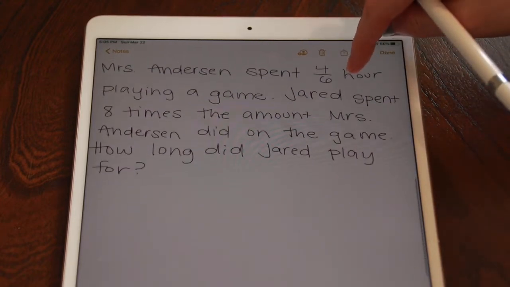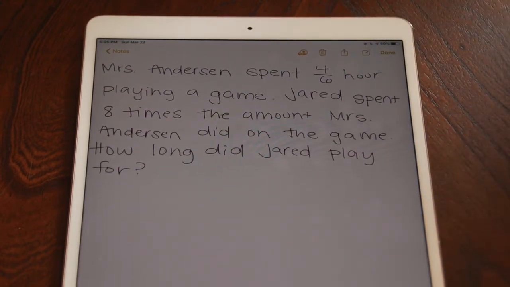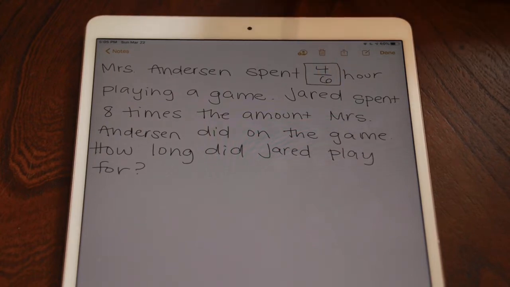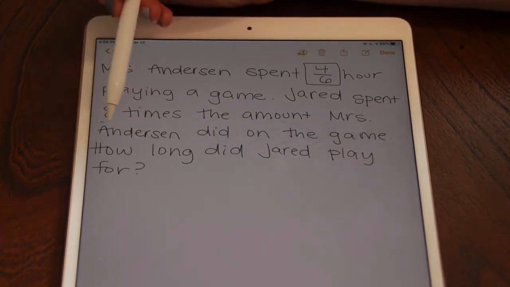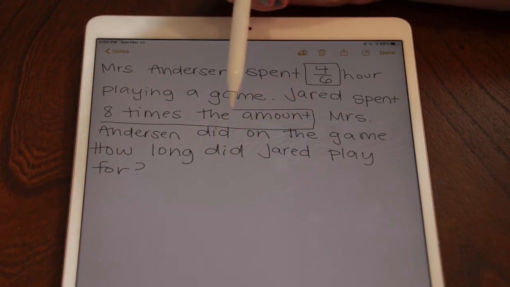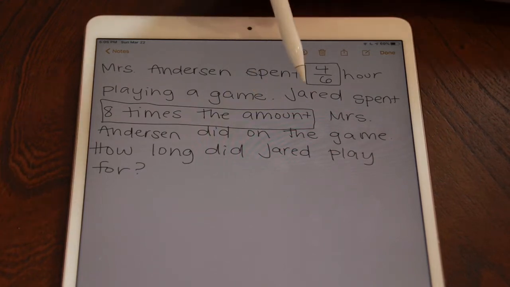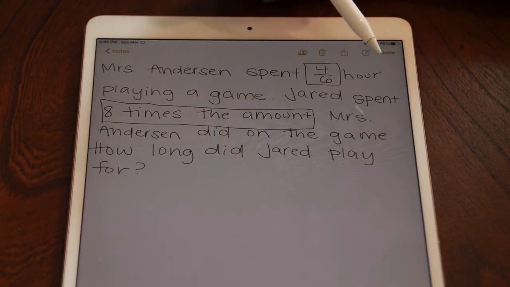Okay, another one. Mrs. Anderson spent 4/6 hour playing a game. Jared spent 8 times the amount Mrs. Anderson did on the game. How long did Jared play for? Well, I see that Mrs. Anderson spent 4/6 hours on that. Jared spent 8 times the amount. So who spent more time, Mrs. Anderson or Jared? Jared, because he spent 8 times the amount as me.